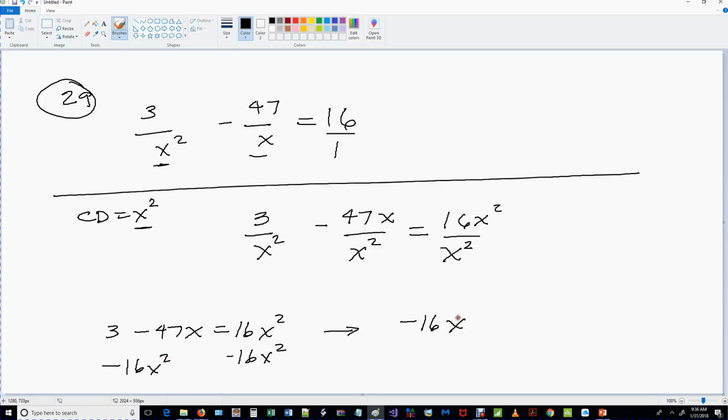Minus 16x squared, that's the x squared. Next you have the x's, so it's minus 47x, plus 3, and that one is positive. Plus 3 equals 0. I need to move on to the next slide. Minus 16x squared minus 47x plus 3 equals 0. Alright, next slide.